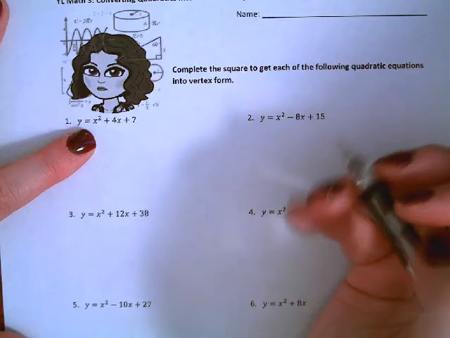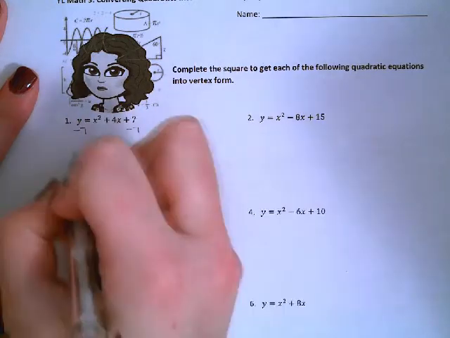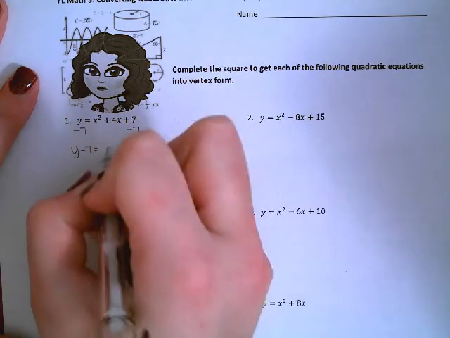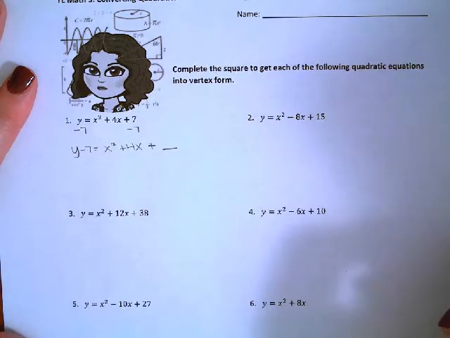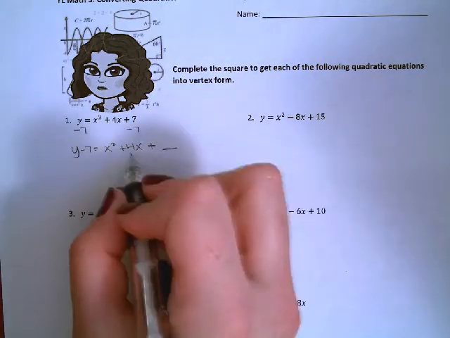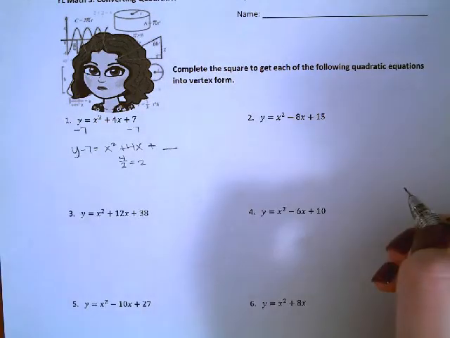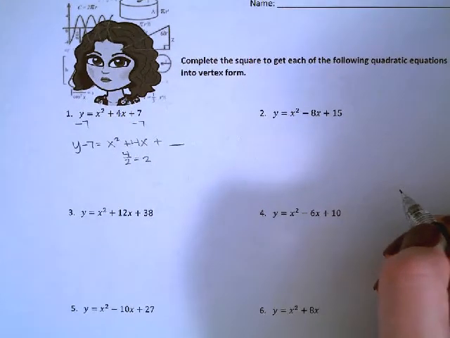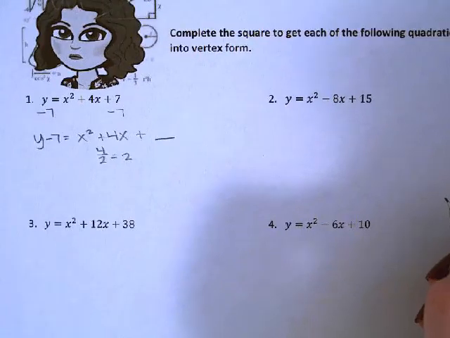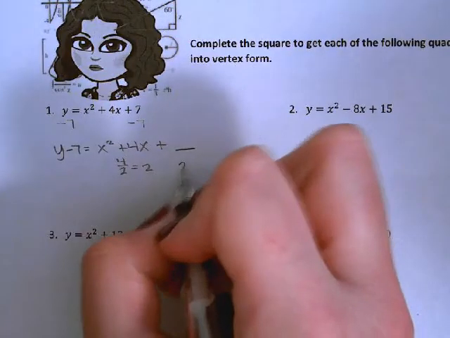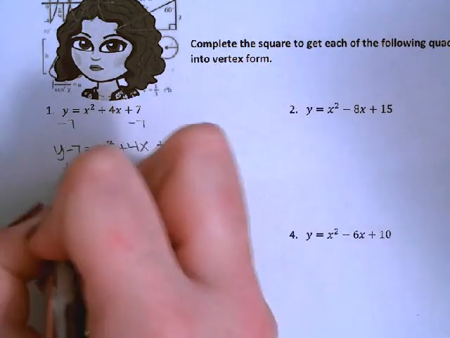So with the process, the first thing we do is subtract the 7 over to the other side. So we have y minus 7 equals x squared plus 4x, and then we're going to have to add something to complete the square. And so what we do next is we take this term and we divide it by 2. You're always dividing it by 2. You're never dividing it by anything else. So divide that by 2. The next thing you do is square that number. So 2 squared is 4. And then that's the number that completes the square. So I'm going to add 4 right here, and I'm going to add 4 over here.